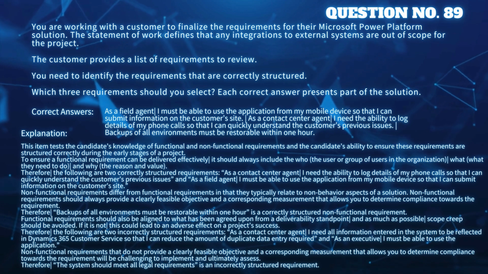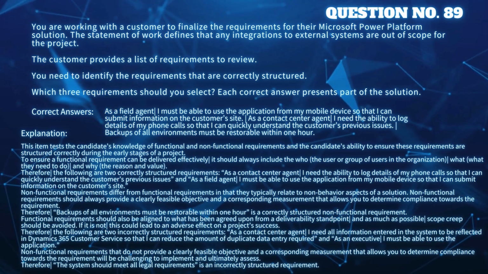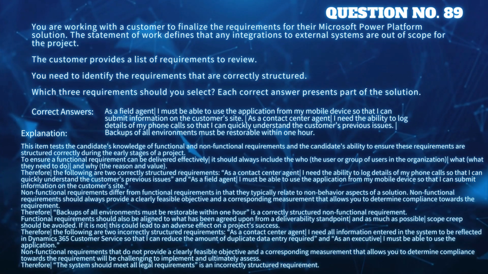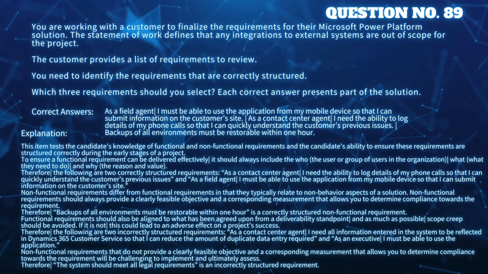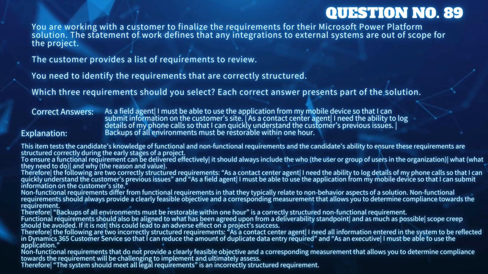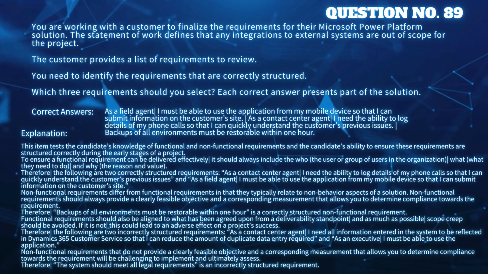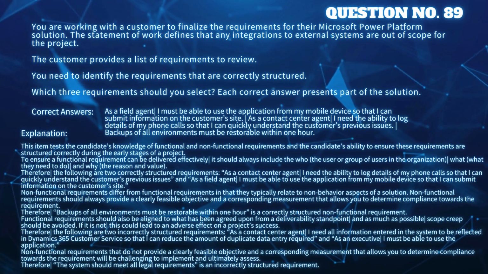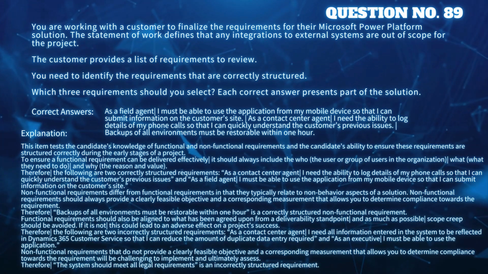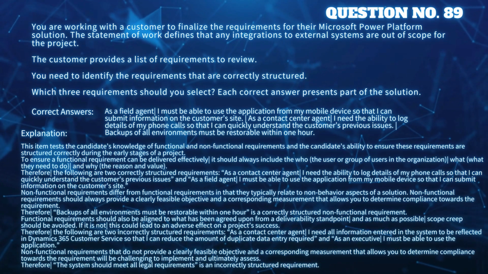Explanation: this item tests the candidate's knowledge of functional and non-functional requirements and the candidate's ability to ensure these requirements are structured correctly during the early stages of a project. To ensure a functional requirement can be delivered effectively, it should always include the who, the user or group of users in the organization, what they need to do, and why, the reason and value. Therefore, the following are two correctly structured requirements.